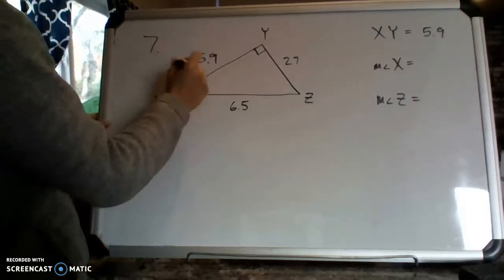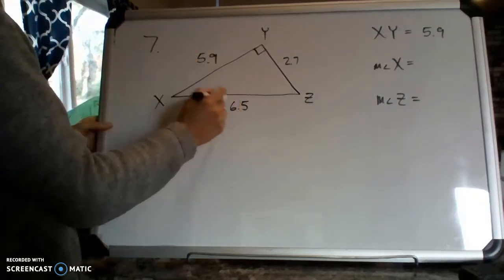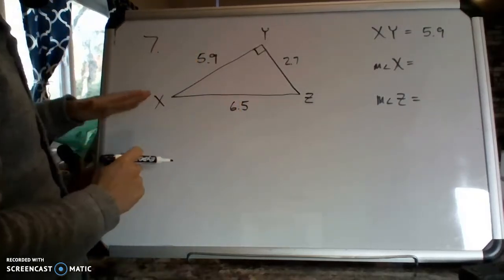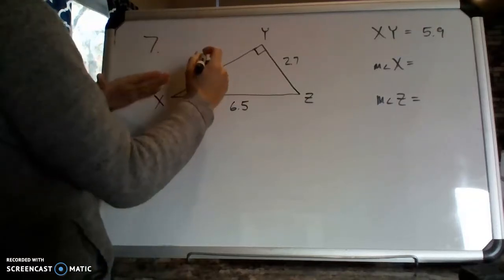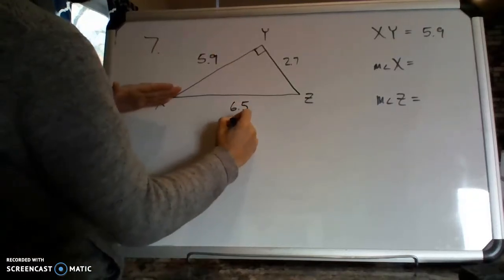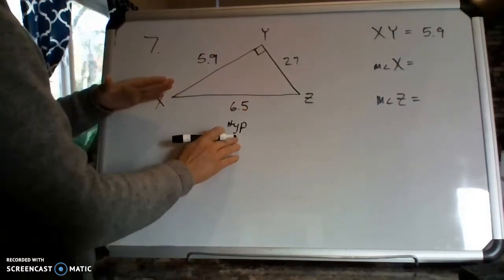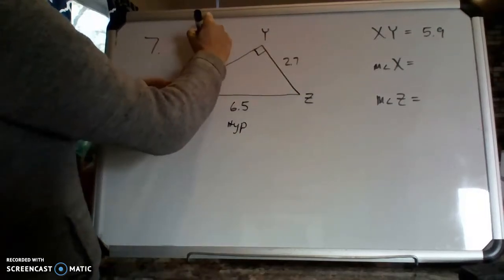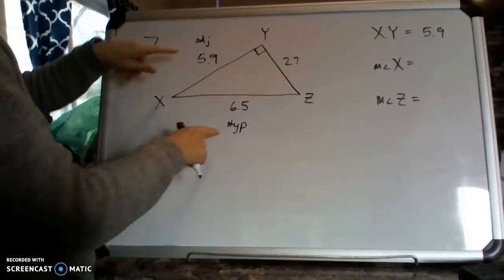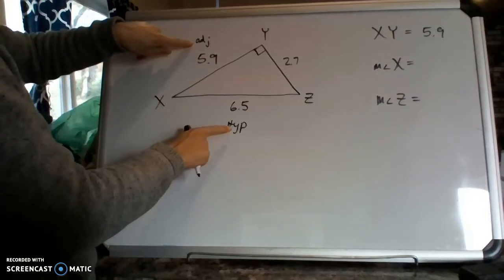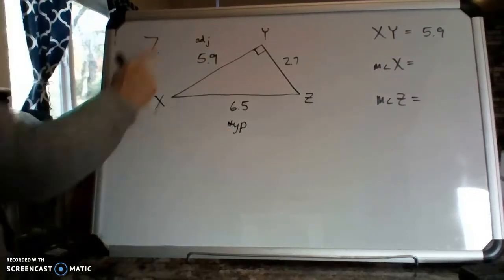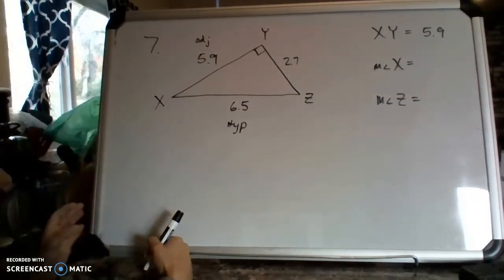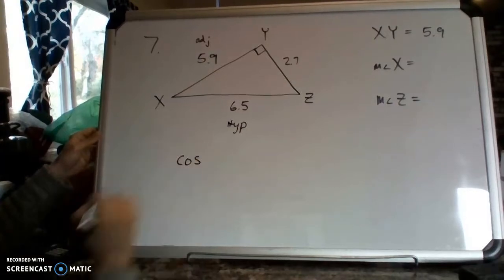I'm going to use the 5.9 and the 6.5. So if we're looking from angle x, the 6.5 would be the hypotenuse, 2.7 would be the opposite, so then 5.9 would be the adjacent. So I'm just going to use the adjacent side and the hypotenuse side. The trig ratio that deals with those two is cosine.